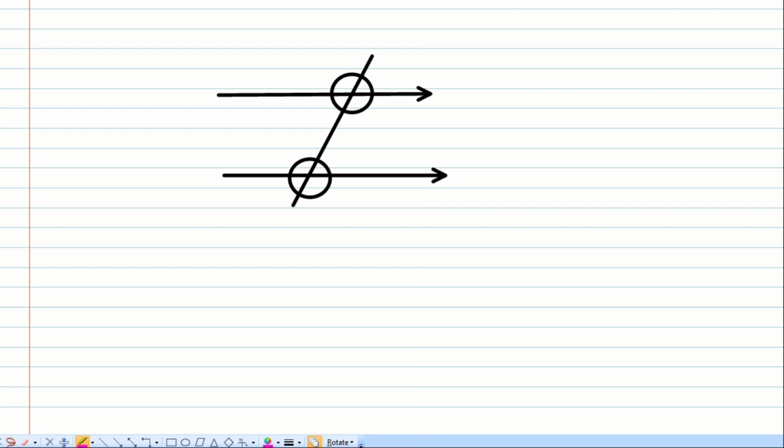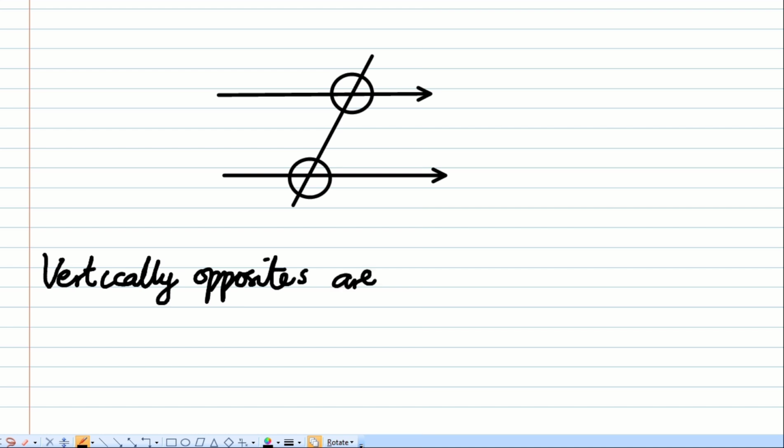Alright, so we have our setup again. Remember, these are parallel lines and then the transversal. The next relationship you want to know is that vertically opposite angles are equal. So vertically opposite angles are always equal. Okay, so this one is very easy because when we talk about opposites, the way I like to remember this is they are going to be facing each other directly. Facing each other directly, alright?